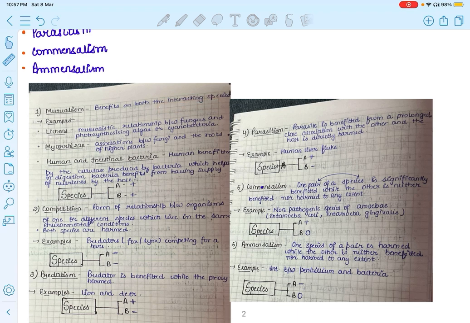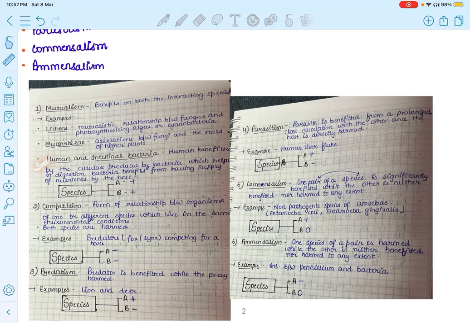Okay, for example, we have lichens, which is a mutualistic relationship between fungus and cyanobacteria because both of them are getting benefit from each other. Maybe the fungus is helping in photosynthesis for the cyanobacteria, and cyanobacteria is helping the fungus for the nutrition. Then we have mycorrhiza, which is the association between fungi and the roots of higher plants. Similarly, the most interesting example we have is human intestinal bacteria, where human is benefited by the cellulose produced by the bacteria, which helps in digestion, and bacteria is benefited from having supply of nutrients by the host.